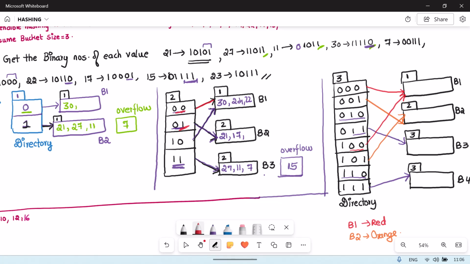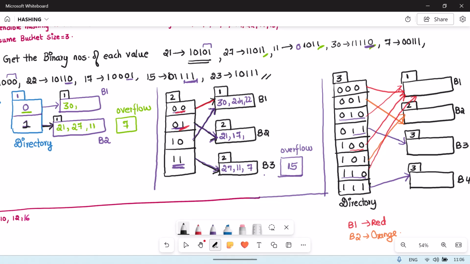Which one is left out? 0. This one also will go here. And also 1, 0 will also go to this one. Don't get confused. Take your time and clearly go through this.